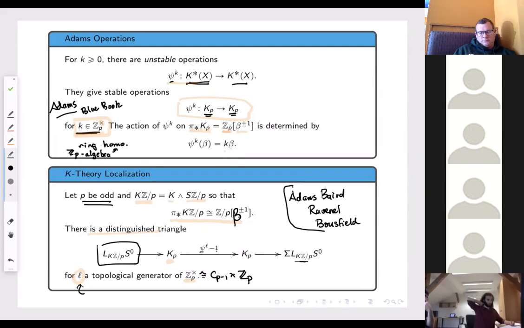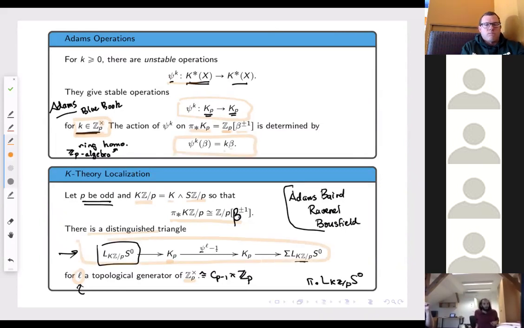Okay. So again, this is a localization. This one is a lot less intuitive. But if you have this fiber sequence in hand, it's not so bad to compute pi star of L_{K Z mod p} of S naught. You use this and the long exact sequence on homotopy groups associated to it, and you can compute them.